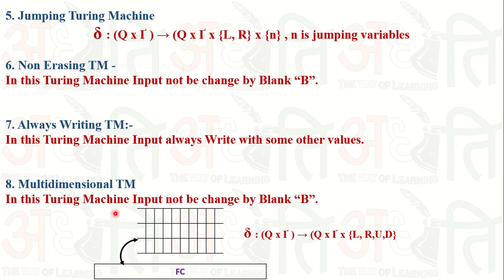So these are some variations, or modifications, of the standard Turing machine. After making a modification, we get a new Turing machine which has some extra benefit or advantage over the standard Turing machine. I hope you understand this concept. In the next video, we will discuss the rest of the modifications of the standard Turing machine, how they differ, and what advantage they have compared to the standard Turing machine.